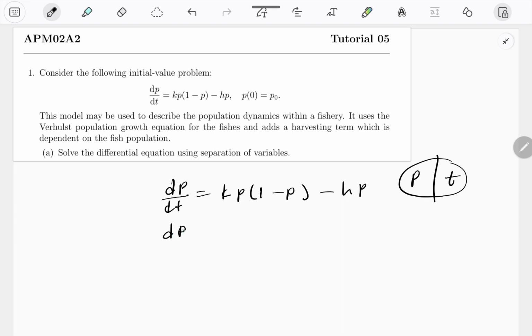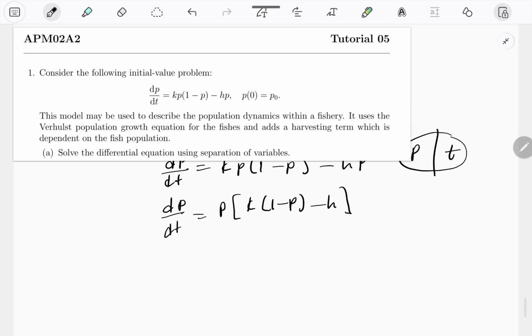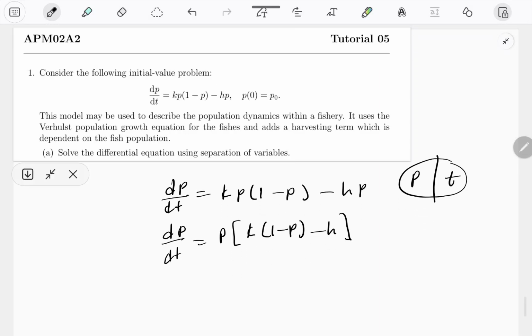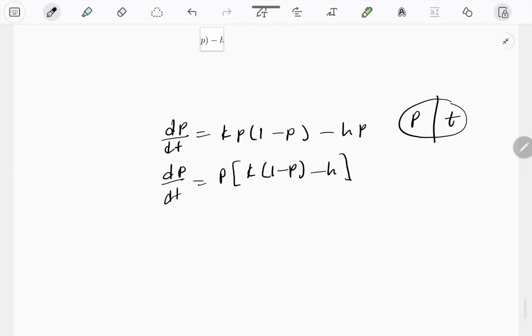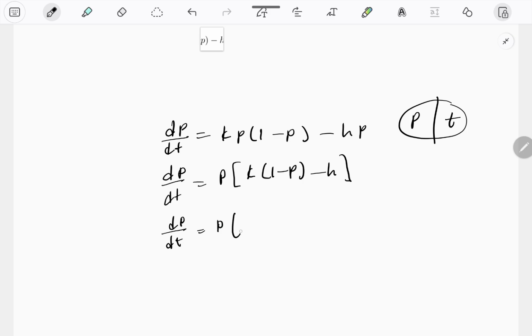So since we're trying to do separable, we were trying to take out a common factor here, p. Okay, that's good. And then if I take out p here, I'll be left with k times 1 minus p, and then here we also minus h. Okay, cool. Let me keep it there like that. Okay, dp/dt is equal to kp. Let me distribute that k inside. I'll have k minus kp minus h.